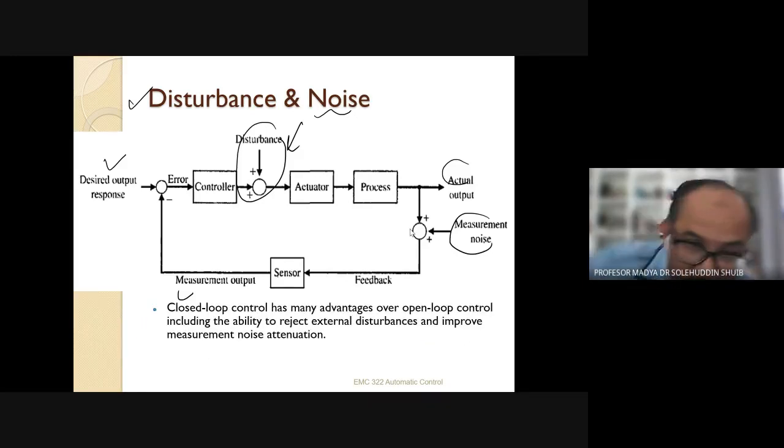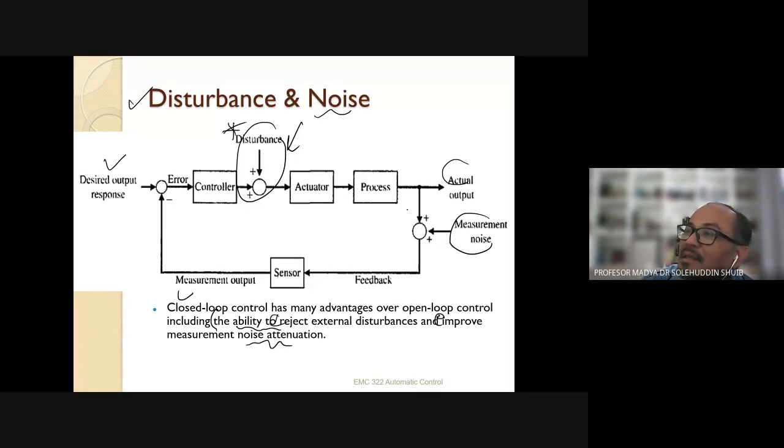For closed loop control versus open loop control, of course they have their own advantages. In this case, closed loop control has a few advantages over open loop control. One of its plus points is its ability to reject external disturbance. It can also improve measurement noise attenuation. So closed loop has the ability to reject external disturbance, and it also improves noise attenuation. You can control noise in the case of this example.